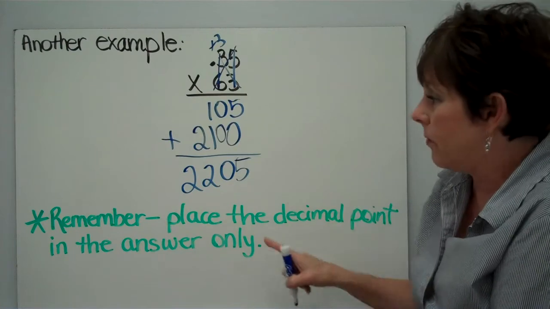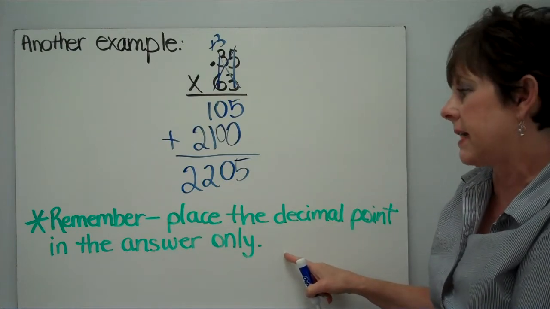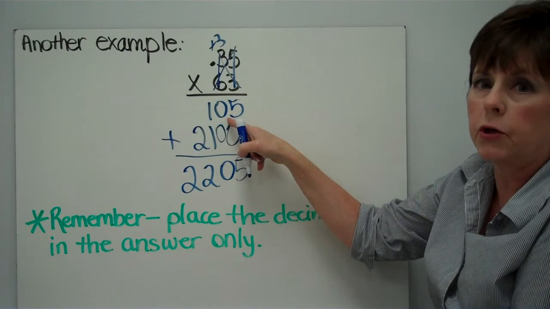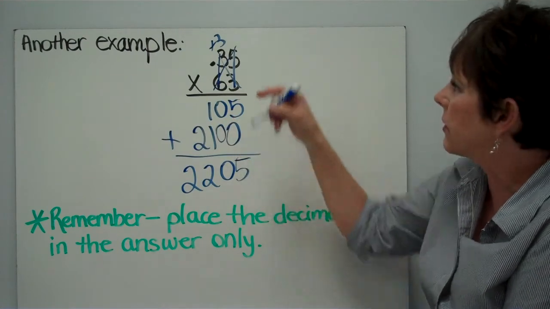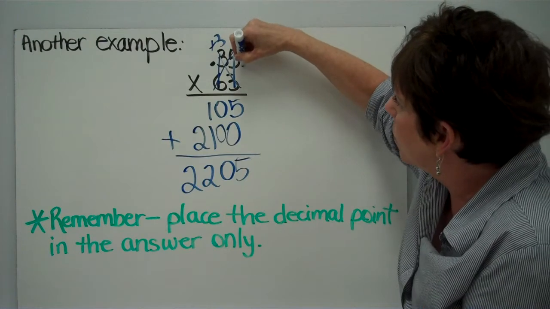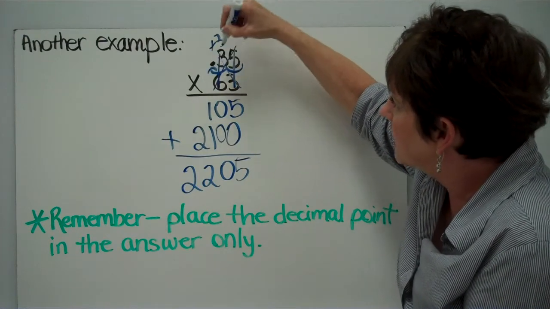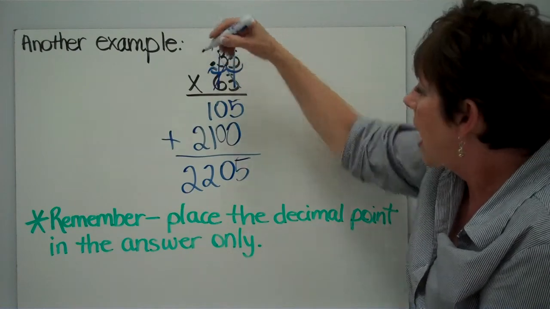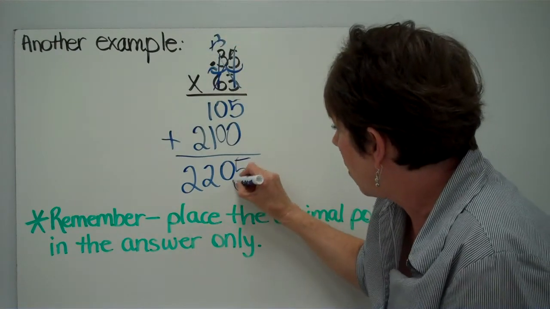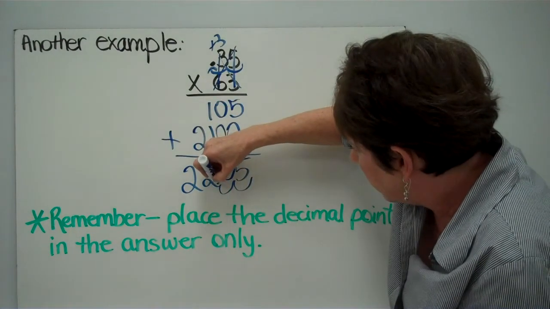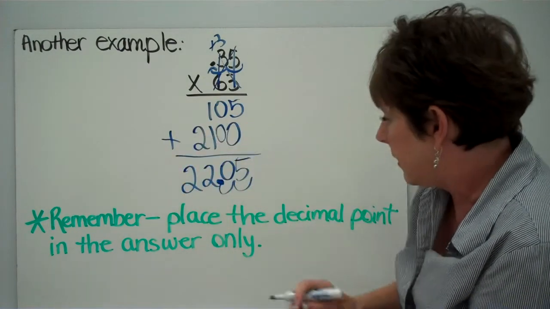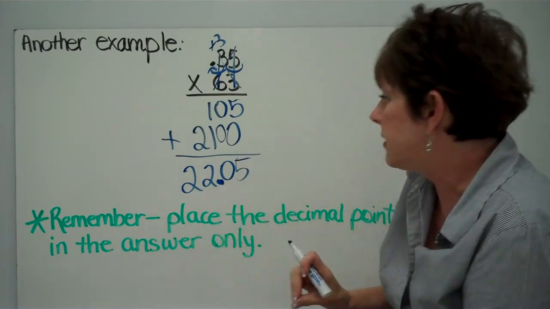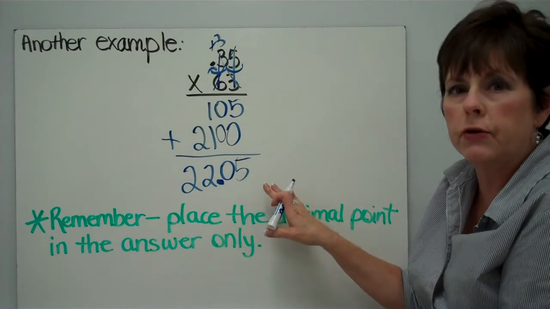Now, before we go anywhere else, remember to place the decimal point in the answer only. You don't put it here. You don't put it in your partial products. You put it here in your answer. So this one is 2 place values over. See how I've moved over 2 places? I'm going to move over 2 places here. 1, 2, and I'm going to put the decimal right here. And my answer is 22 and 5/100ths.